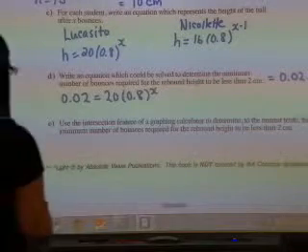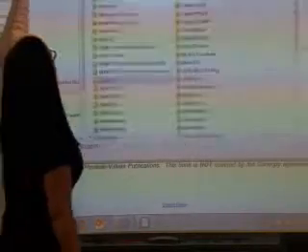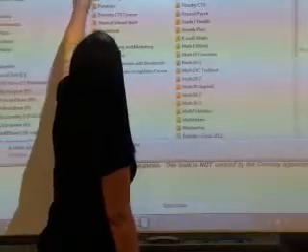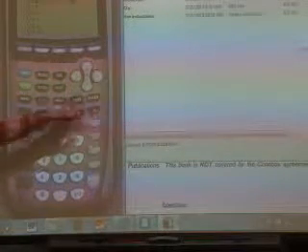So if we use our graphing calculator to do this, let y1 be equal to 0.02, and then y2 be equal to 20 times 0.8 to the power of x. And then I need to do some adjusting on my window settings.